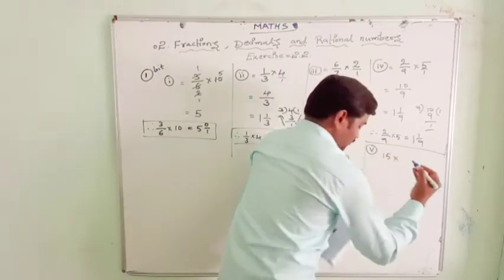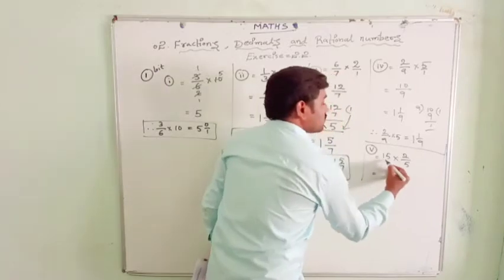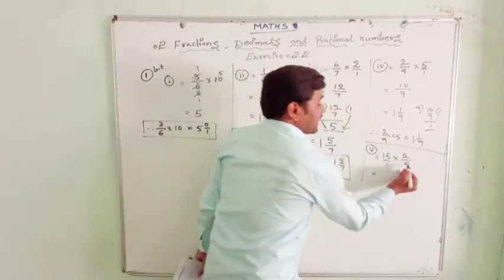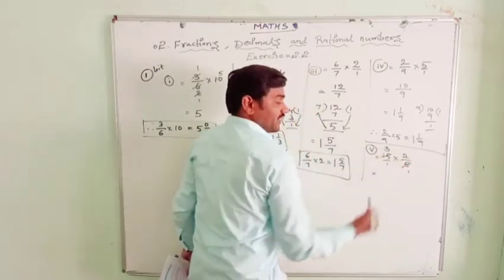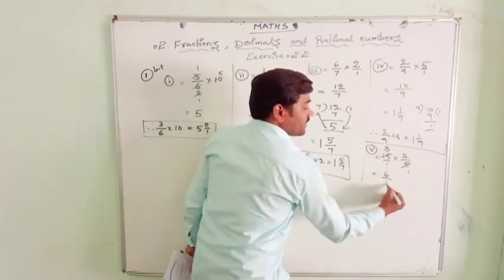15 into 2 by 5. So this 15 we write as 15 by 1. Here we can cancel. 5 ones are 5, 5 threes are 15. Now we can multiply. 3 twos are 6, 1 into 1 is 1.